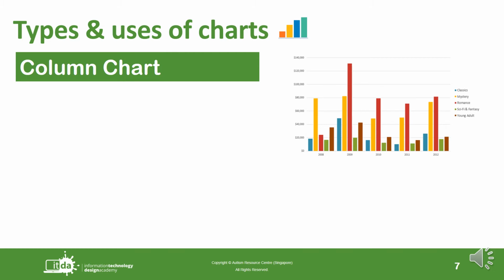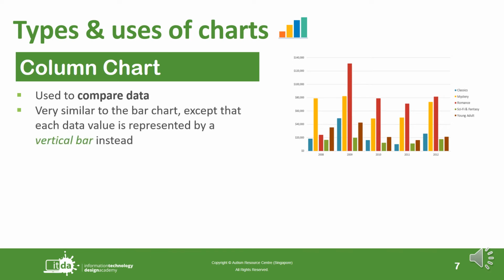The column chart, which is the next chart on our list today, is very similar to the bar chart. It is also used to compare data, and as you've guessed it, each data value is, instead of represented by a horizontal bar, represented by a vertical bar instead. So basically your bar just stands up. Okay, so they look like columns actually.